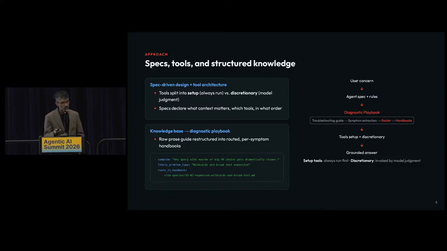So we address this in 2 dimensions. The first one was, can we take a look at the tool architecture, and what can we do there? One thing we did was split up the tools into 2 categories of setup tools and discretionary tools. Setup tools are always called at startup, as opposed to discretionary tools, which, as the name indicates, are called by the model based on the problem that you're solving.